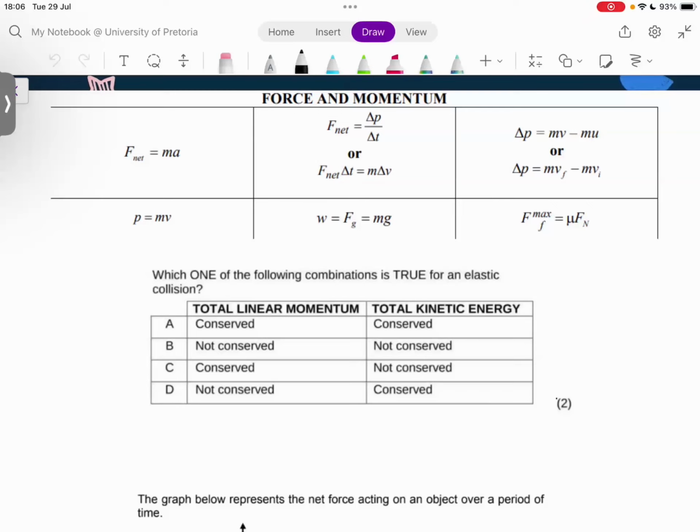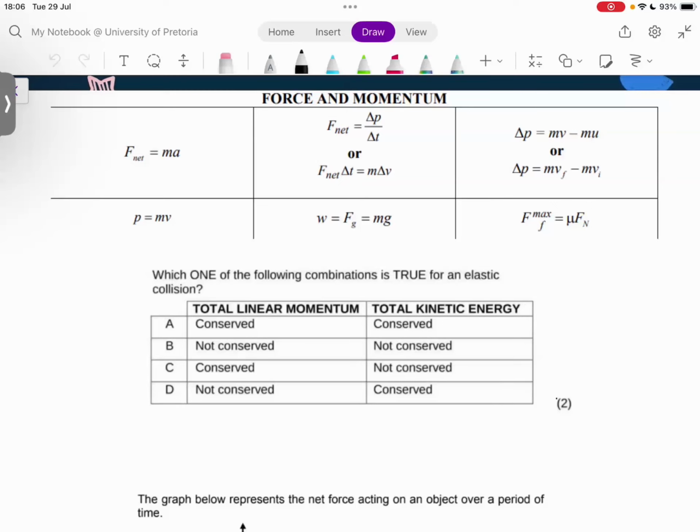This is a collision in which momentum and energy are conserved. There's no loss of energy. It's important for us to remember our conservative and non-conservative forces, guys. An example I could give for a non-conservative force would be friction. There's energy lost due to friction.